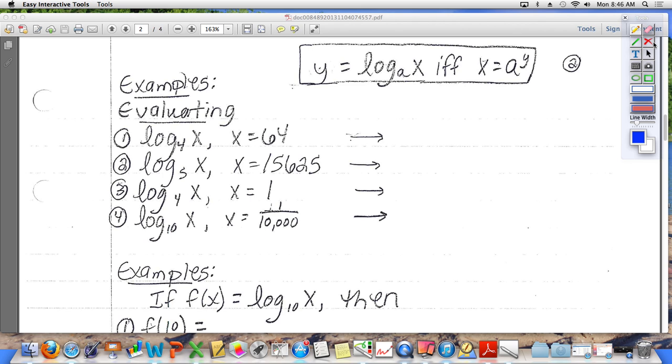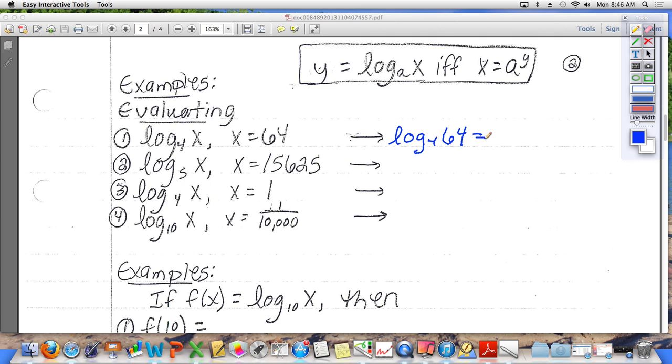Examples. You just have to be able to evaluate these things. So in other words, the first example, log base 4 of x when the x value is 64. You need to figure out what is the value of the logarithm there. So what I'm really asking you guys to do is evaluate log base 4 of 64.